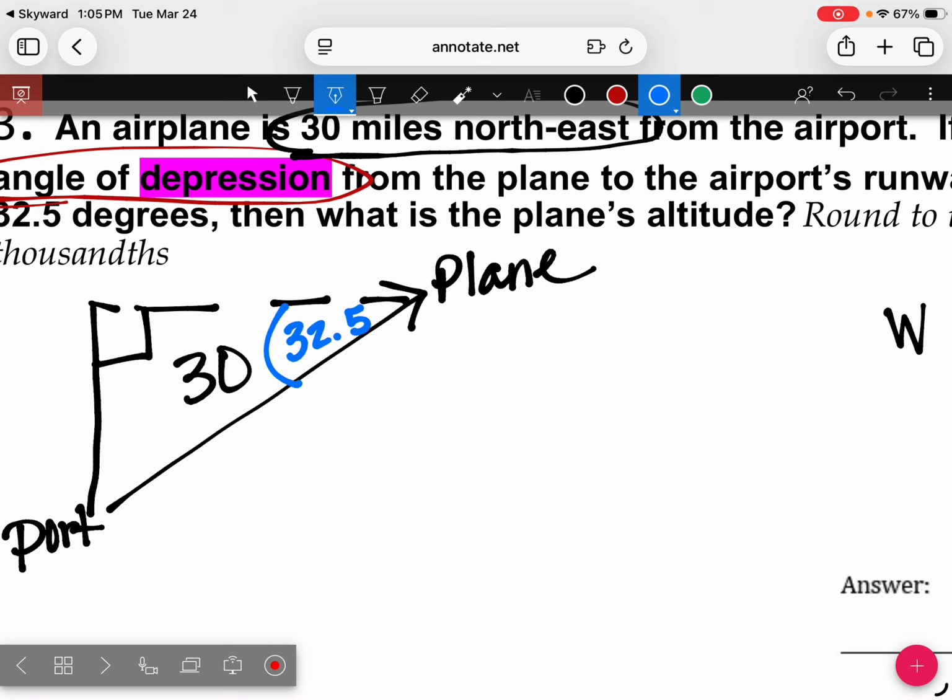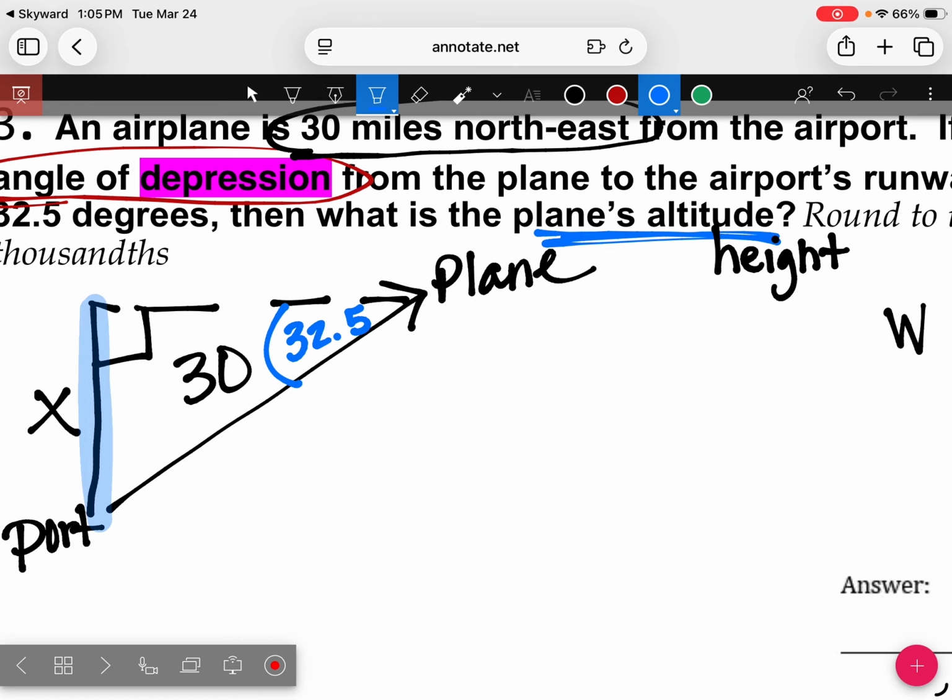Okay. So it's asking you to find the altitude, which I'm not sure if you're familiar with that term, but it means height. So that's this side. Altitude is height. That might be a word you encounter on the test. Anytime we talk about an altitude, it is the height. And when you think about height, height is vertical. So this side is vertical and this side is horizontal. When you measure your height at the doctor, they have you stand up straight and lean against a little ruler.